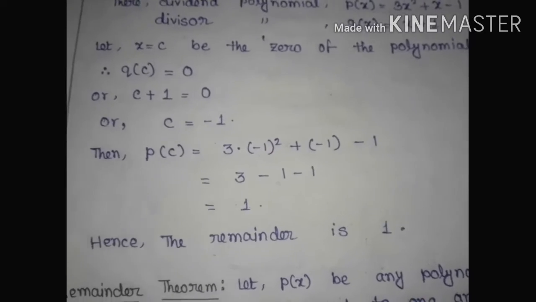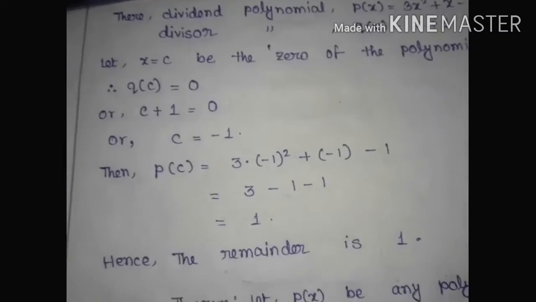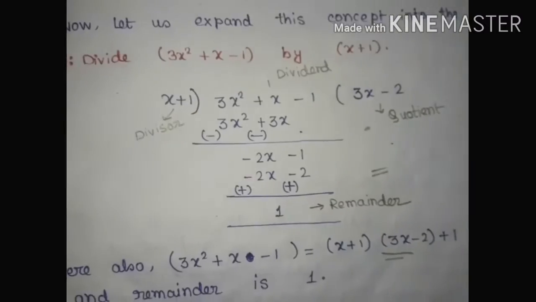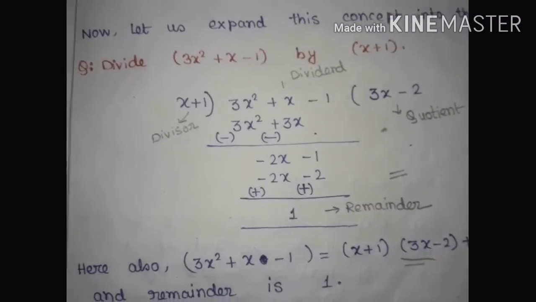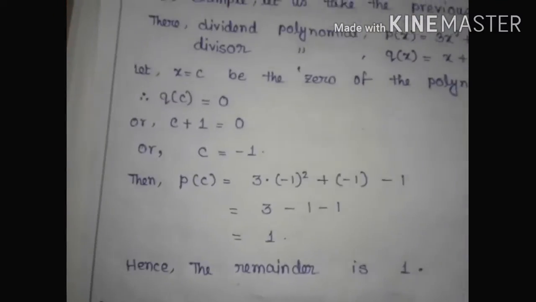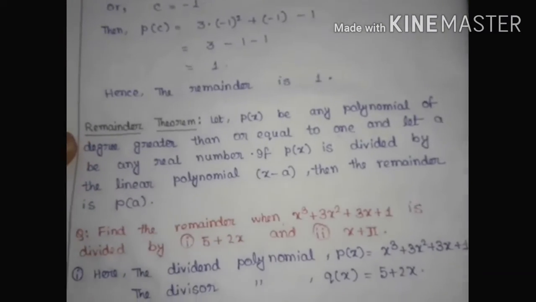Here also we find that the remainder is 1, and in a very easy way we can calculate the remainder. The long division method will take so much time, but in this method we can find the remainder in very short time. Now we will learn the remainder theorem.